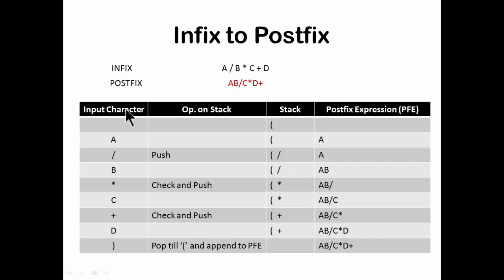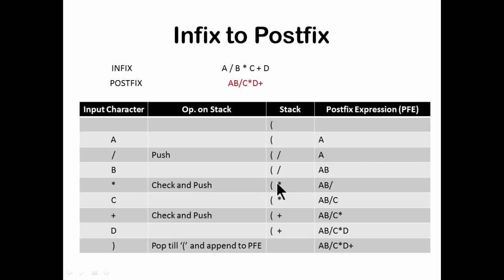Again, populate the values. Input is a string. The initial value is a left parenthesis in the stack. A goes directly to the PFE because it is an operand. The operator goes into the stack. B goes directly to the PFE. Multiplication. Now with multiplication, again you will have to check the stack. The stack already has the division operator. The division operator has the same preference level as the multiplication operator. But here we said, since it is coming towards the left hand side, it has the higher priority. So the priority of slash is more than the priority of multiplication in this example.